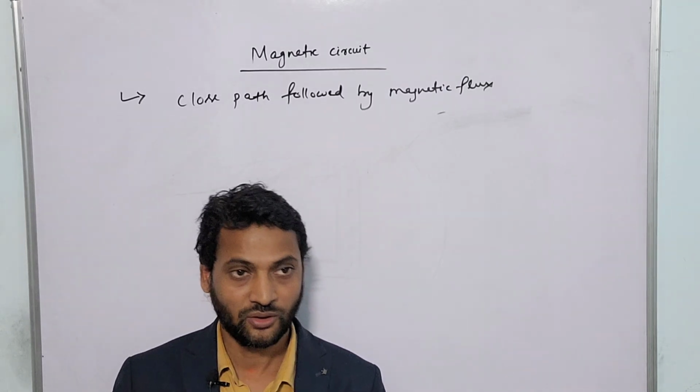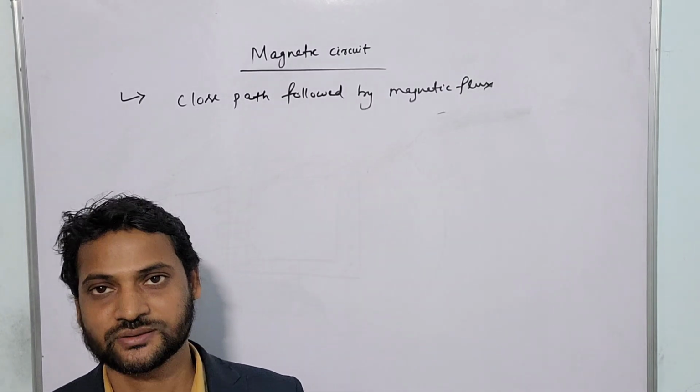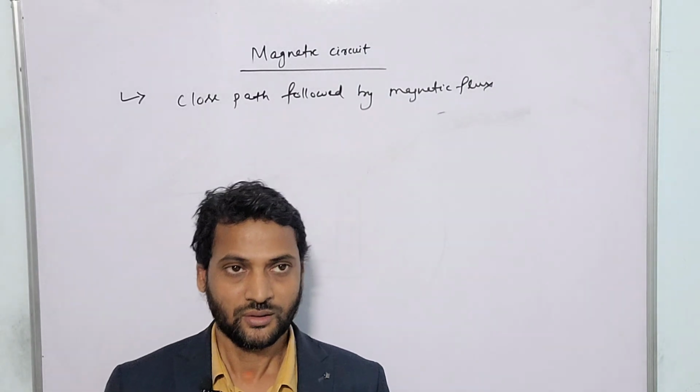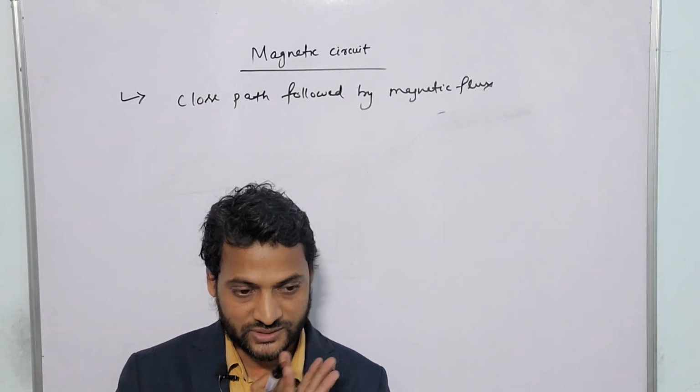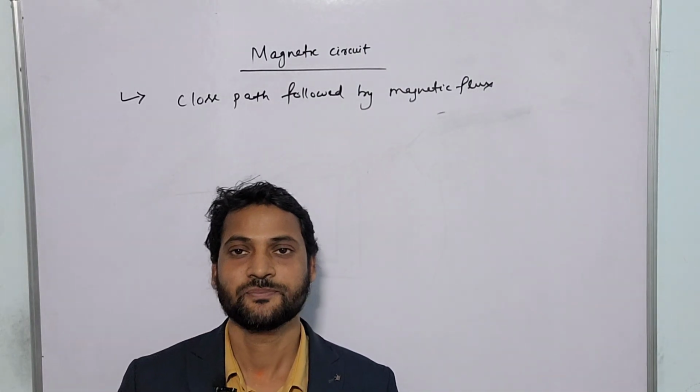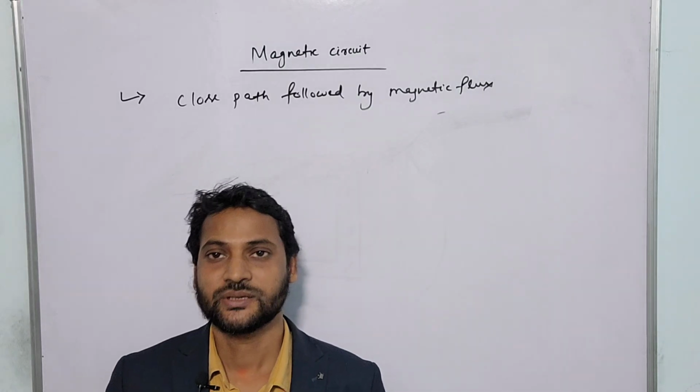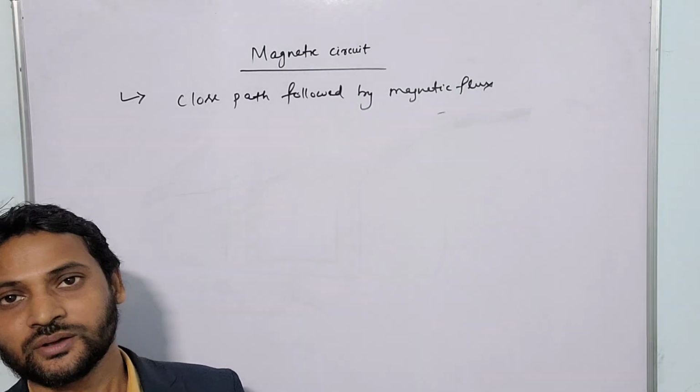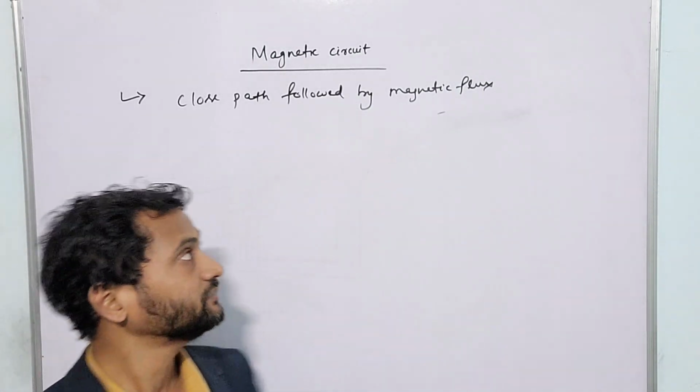Then we'll discuss the comparison of electric circuit and magnetic circuit, which is very important. We'll discuss what are the similarities and what are the dissimilarities. And then we'll discuss the BH curve and hysteresis loop. And at last we will do some problems, okay?